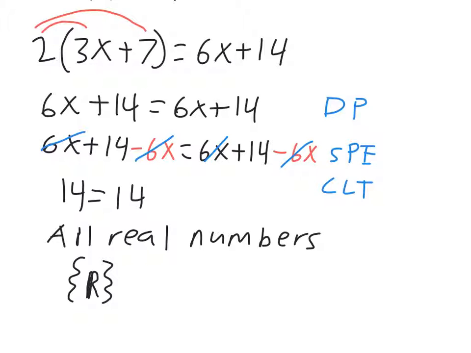So remember, if you get rid of the variable, then you have a special case. If you get rid of the variable and you get a number equal to something that's not itself, it's no solution. If you get rid of the variable and you get a number that equals itself, it's all real numbers. So remember the difference in the special cases. Alright, that's it for the lesson today.